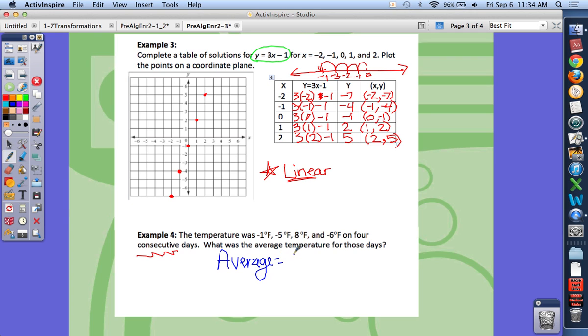The average is always going to be the sum of the numbers over however many numbers there are. So for this problem, we're going to add all of these temperatures. -1 plus -5 plus 8 plus -6. And then we're going to divide by how many there are. We have 4 days, so we're dividing by 4. Add those together in the numerator. What are you going to get?